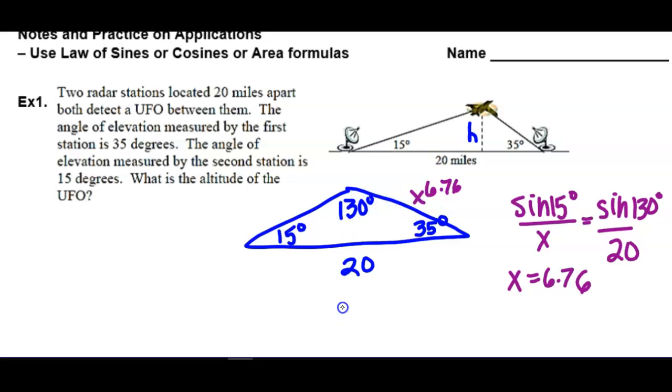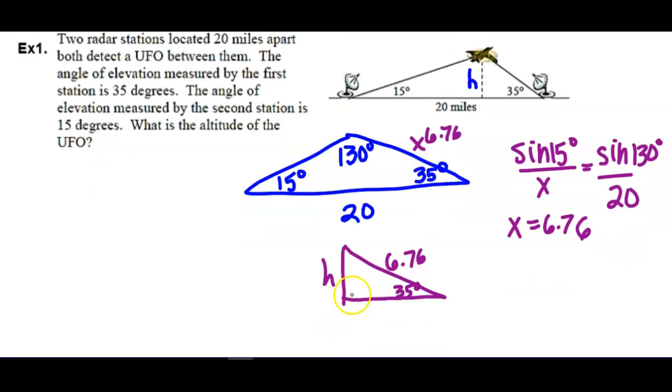So what we're really trying to find, though, is this height straight down. If we know this is 6.76 and this is 35 degrees, by the way, straight down does not split that 130 degree angle evenly either. But we can now use either law of sines with a 90, or we can just use SOHCAHTOA here. This is opposite and hypotenuse. So we have the sine of 35 equals opposite over hypotenuse.